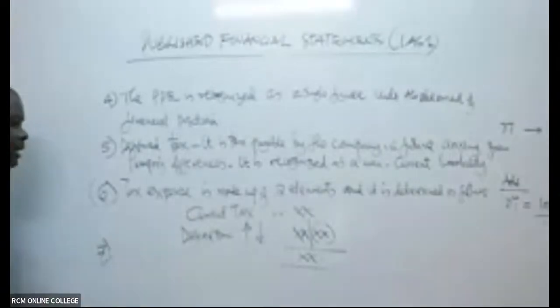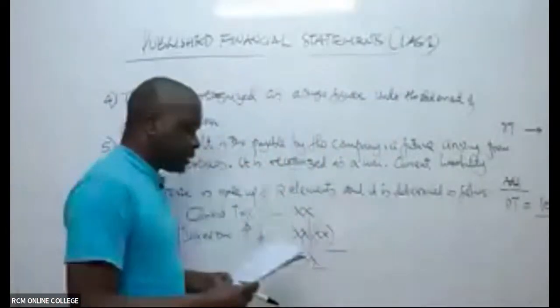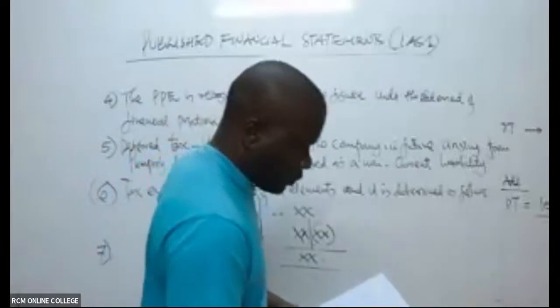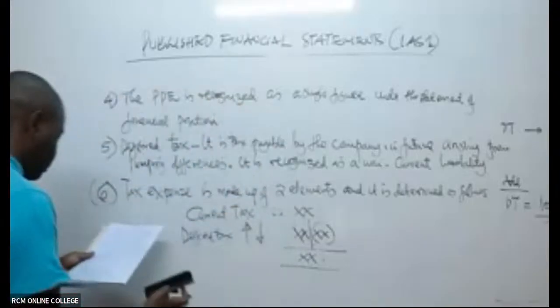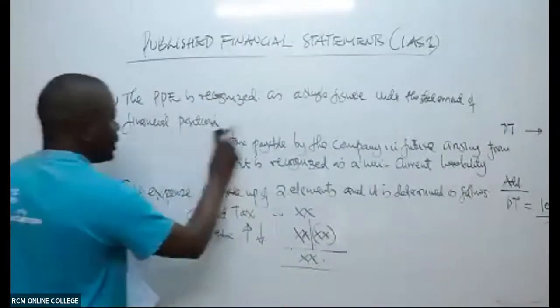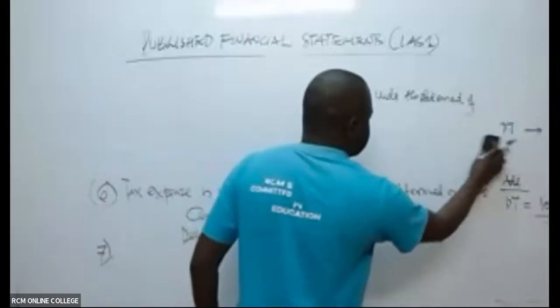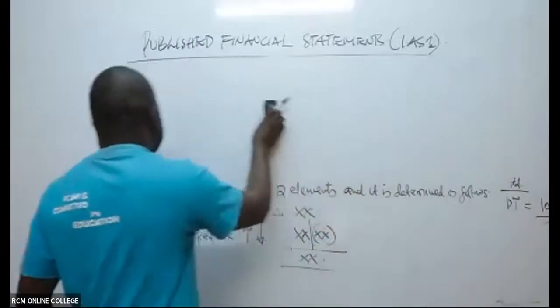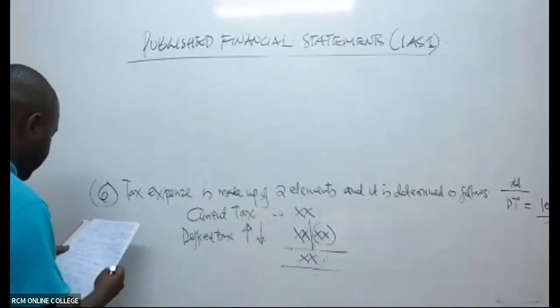Then another item that is of so much importance is the components of comprehensive income. There'll be other comprehensive income. Other incomes apart from revenue will be recognized as other comprehensive incomes.